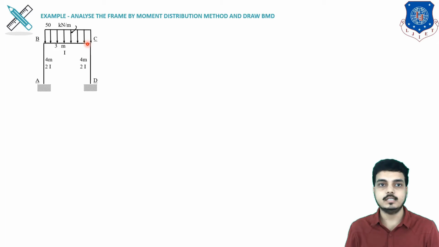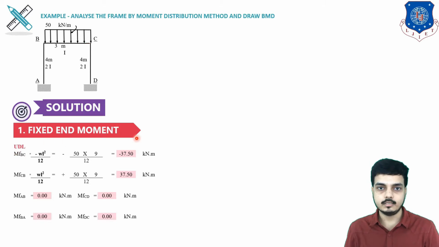Now how to solve? Let's see. Our first basic step is FEM, which is fixed end moment. The FEM for UDL will be WL square by 12. MFBC will be minus WL square by 12 and MFCB will be plus WL square by 12. So W is 50, 3 square is 9, divided by 12, I will get minus 37.50. Similarly, plus 37.50 for MFCB. And as AB and CD have no loading, their FEM will be 0. For no load, the value will be 0. So this was our first step, FEM.